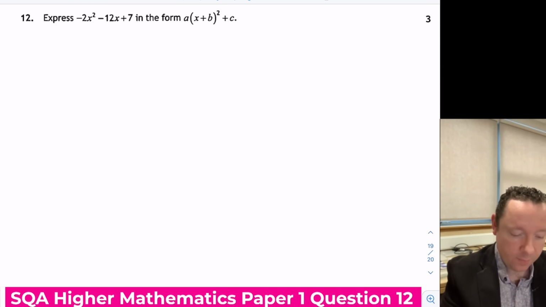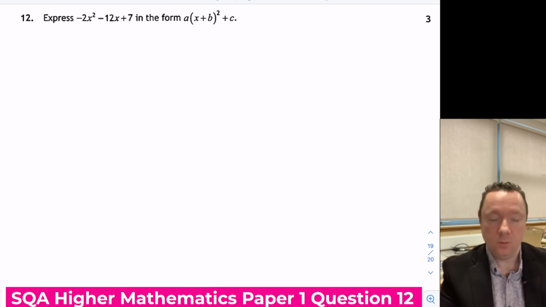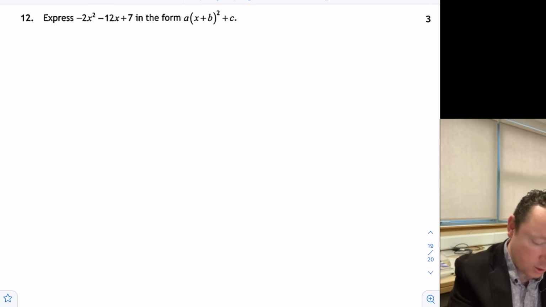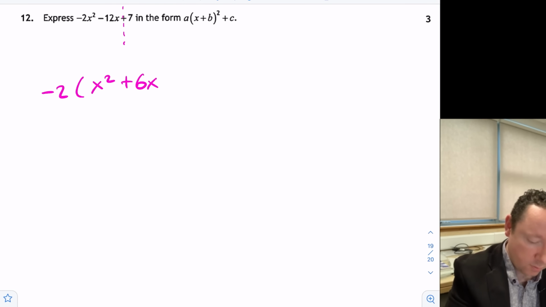Express this in the form a(x + b)² + c. Complete the square, in other words. So to complete the square, imagine a dotted line in here, and I take out the common factor. So I've got minus 2x² plus 6x. Minus 2 times 6 is minus 12, but I've still got plus 7 hanging on the end.